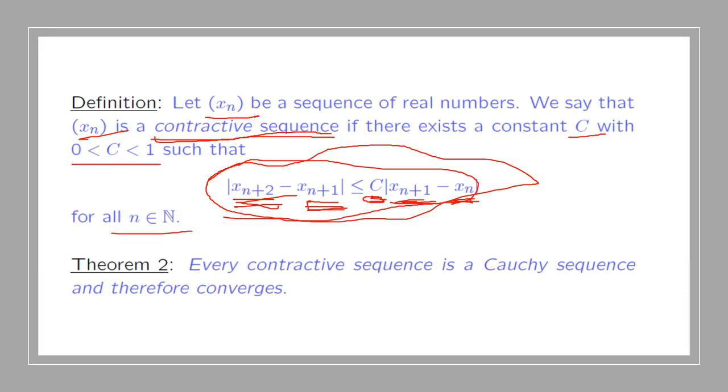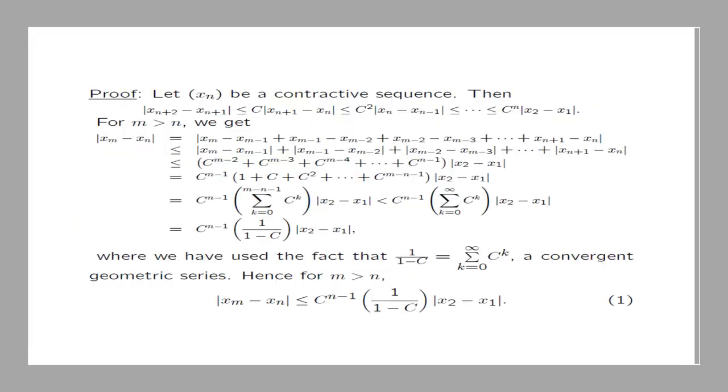The next theorem tells us that every contractive sequence is a Cauchy sequence and therefore converges. If a sequence is contractive, then that sequence must be Cauchy, and since every Cauchy sequence converges, every contractive sequence also converges. So let's look at the proof.